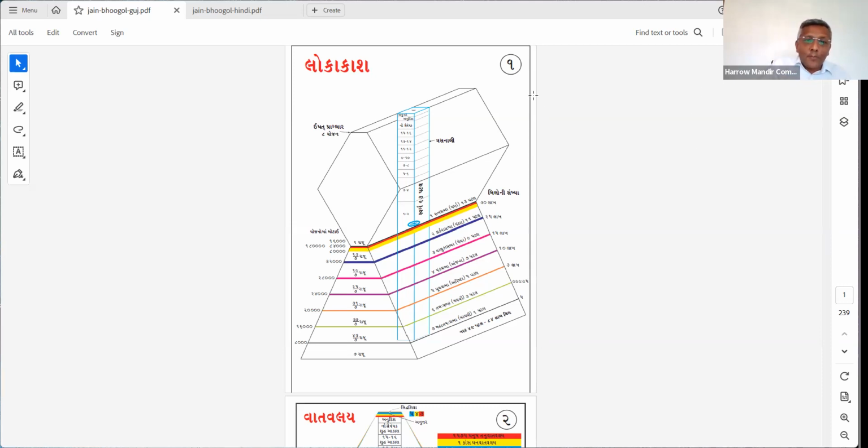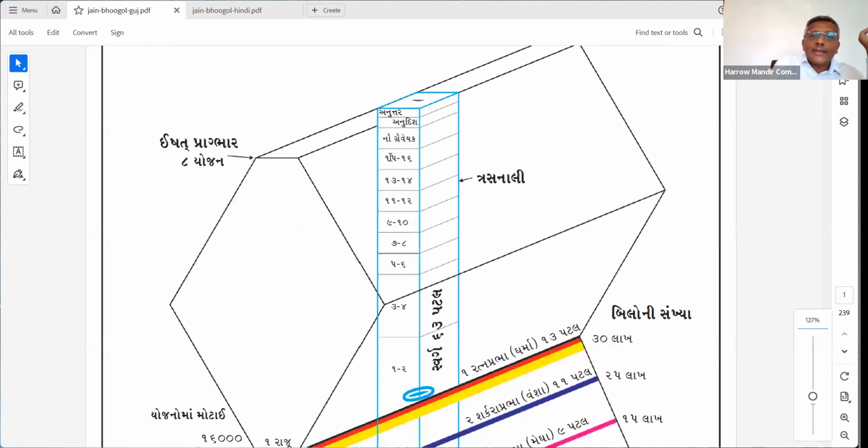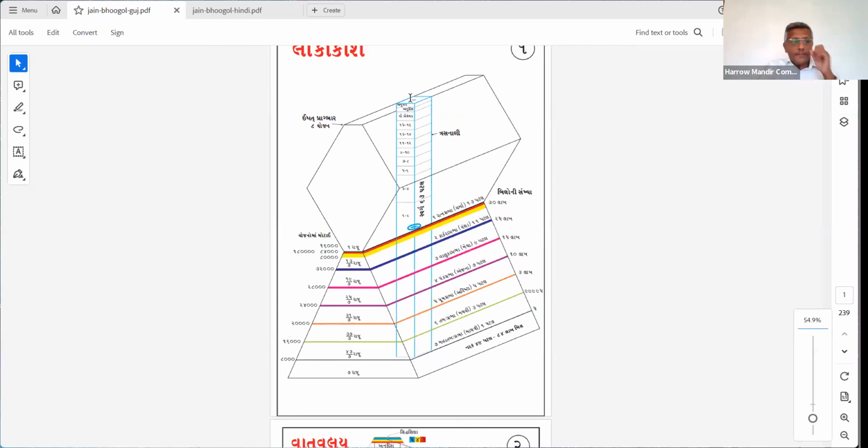It's right at the top here. Can you just see this crescent at the top here? I'll just make this bigger. You'll be able to see. You can see this crescent, yes? So that's where the Siddhsila is, right at the top of the Lok. This is the Siddhsila, where the Anand Siddh Bhagwan reside. So obviously, it's at the Urdhva Lok. Okay, so we've covered that bit. Let's just see what else there is to cover.